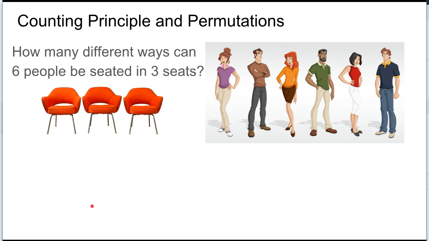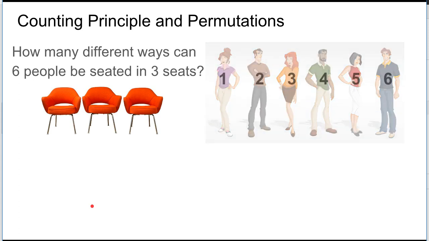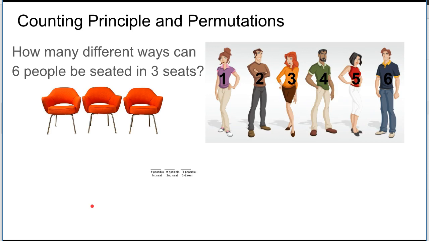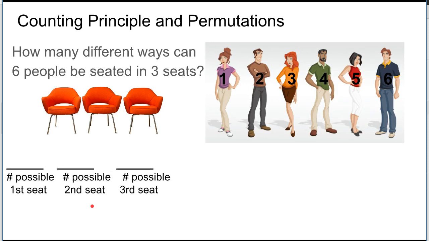So let's try this. How many different ways can 6 people be seated in 3 seats? All right, so now I've got more people than I've got seats. Now, you could think of the people as numbers, but people can't be repeated. That's kind of the benefit of using people. But if you want to think of them as numbers, that's fine. Just remember, we're going to be doing no repetition. So how many different ways can I fill the first seat, then the second seat, and the third seat? Pause it and go ahead and fill those in.